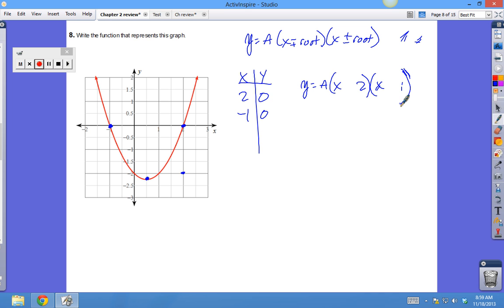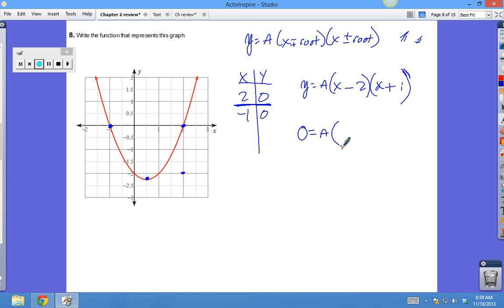So the 2 is actually going to be negative, and the 1 is going to be positive. I know that because when I make y equal 0, 0 equals a times, if I plug 2 into this, so I'm plugging 0 there, and I'm plugging 2 here, 2 minus 2, and 2 plus 1.